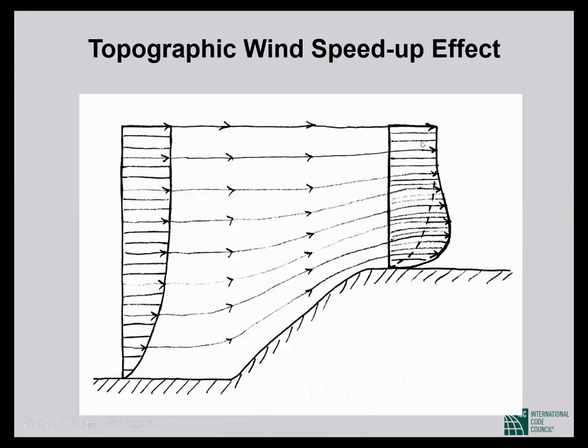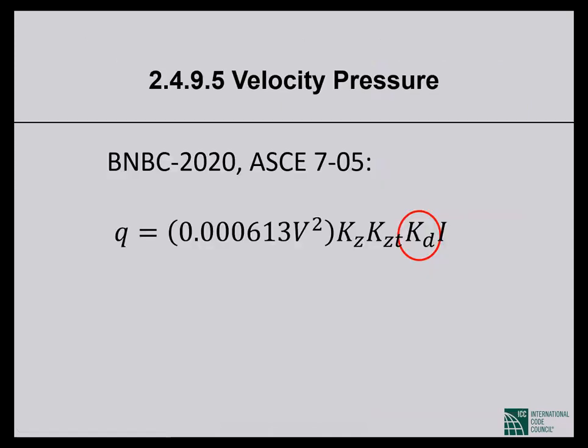So if your structure is located on the upper half of a hill, a ridge, or escarpment, those terms are defined in BNBC, it will have to contend with higher wind pressures than if it were located on level ground. Okay, that's what this picture tells you. And the K sub ZT coefficient accounts for the fact that a building sited on the upper half of a hill, ridge, or escarpment has to contend with higher wind pressures than a structure located on level ground.